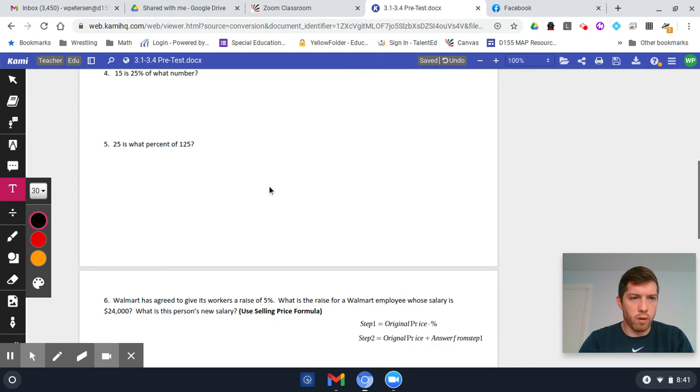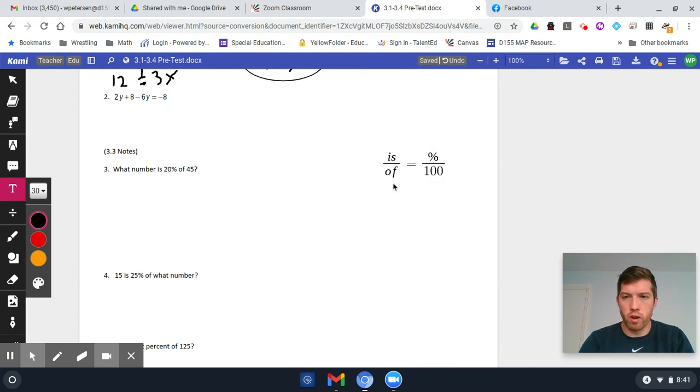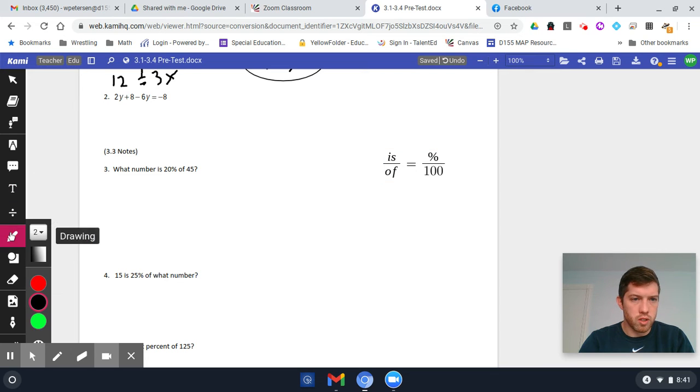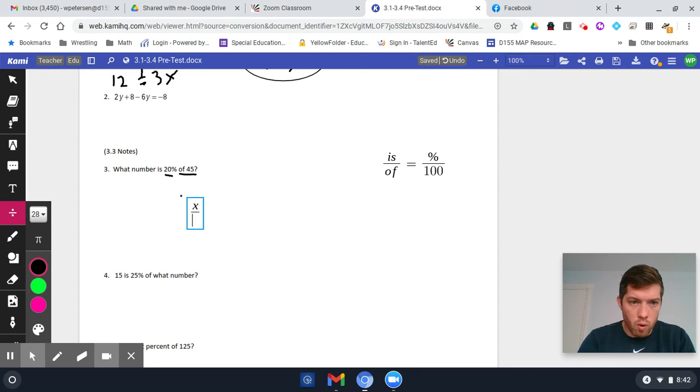Number 3, 4, and 5 is our is over of equals percent over 100. So in this one, we have our percent and we have our of. It's asking what number is, so we do not have our is. So we're going to go ahead and that is going to be x over 45, because 45 is our of, equals 20 over 100. And again, I'm just using my formula.